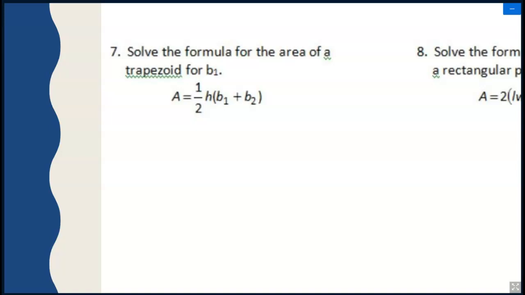So there are also equations that we solve called literal equations. Literal equations are equations you solve that do not give you a numerical answer. They give you an answer which is a variable set equal to other variables. So in 7, our goal is to solve for base 1. That means we're trying to get B1 by itself. So what I'm going to do is multiply by the reciprocal of 1/2, which is 2.